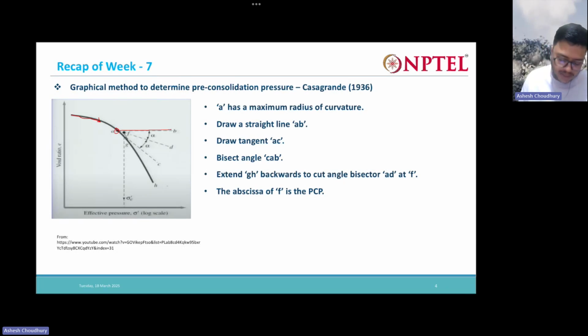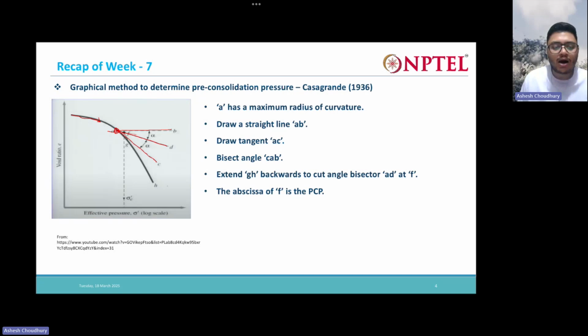Again at the point A, we draw a tangent AC to the curve. So now we have two lines AB and AC, and the angle CAB formed at the point A. After that, we bisect this angle. We draw the angle bisector for this angle CAB.